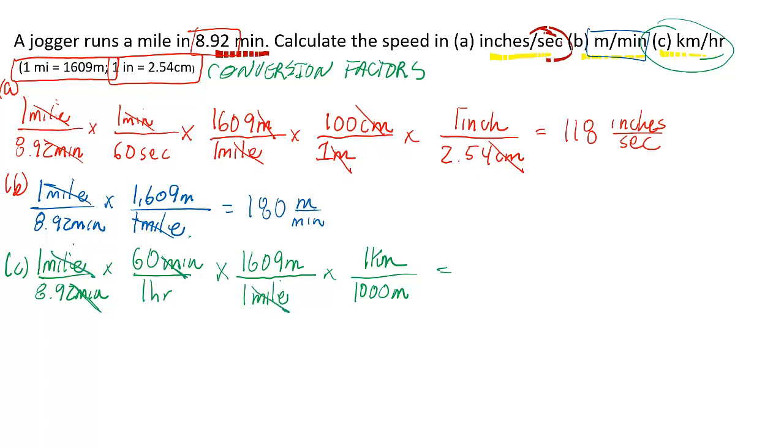So 60 times 1609 divided by parentheses 8.92 times 1,000. Notice all my units successfully cancel out, and I'm left with kilometers per hour, my final units. And this answer is 10.8 kilometers per hour.